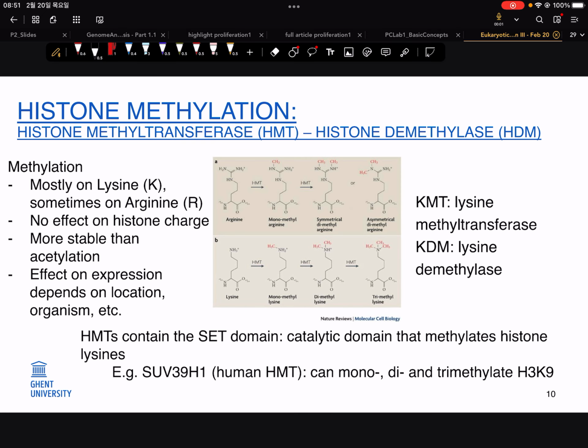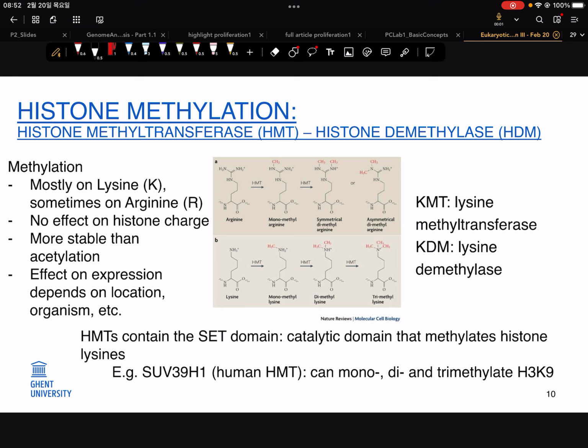So the more complex one is histone methylation. Histone methylation is mediated by the enzymes I've shown there on top, histone methyltransferase, and the removal of methyl groups from the amino acids is mediated by histone demethylase.